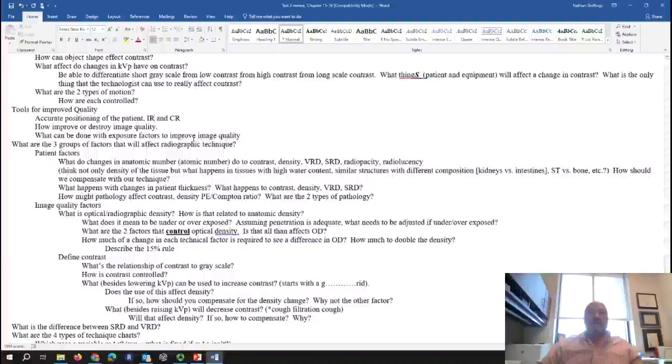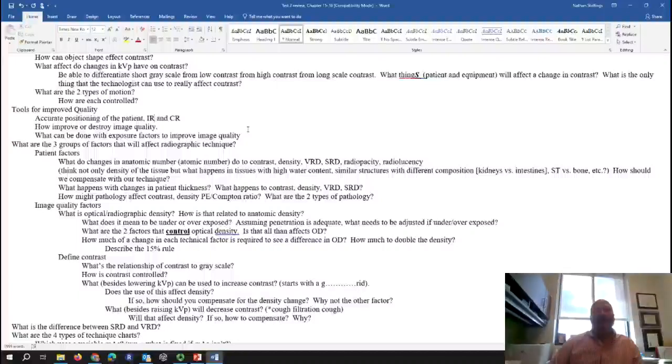Let's see, what can be done with exposure factors to improve image quality? Too high KVP potentially, theoretically, could create too much scatter radiation. So you want adequate KVP and adjust your mass. Again, I can't say this enough, KVP doesn't really affect your contrast all that much.